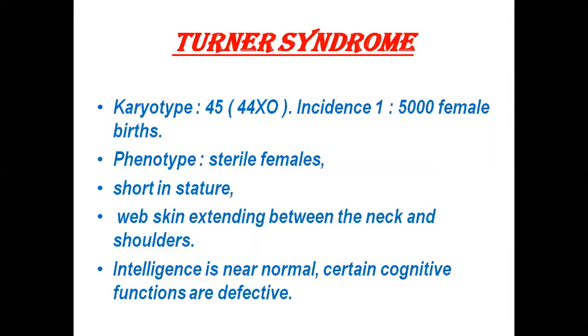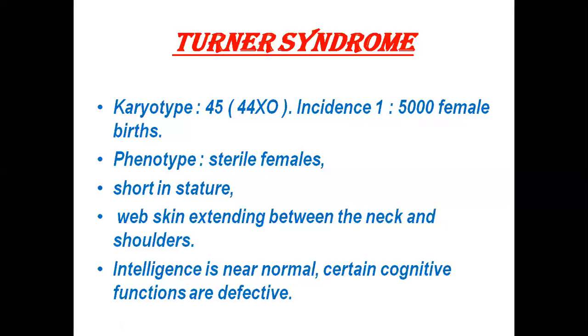The karyotype of Turner syndrome is 45. Normal humans usually have 46 chromosomes, but in a Turner syndrome individual, the number of chromosomes is just 45 because one chromosome is lost here. These Turner syndrome individuals are generally females, and the incidence rate is 1 in 5,000 female births. The phenotype of Turner syndrome individuals is sterile females, sterile in the sense they are not fertile and cannot reproduce offspring.